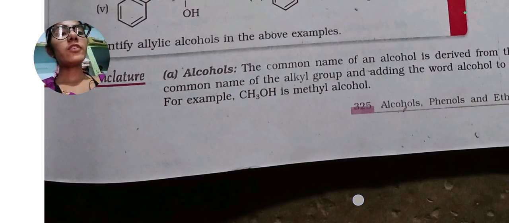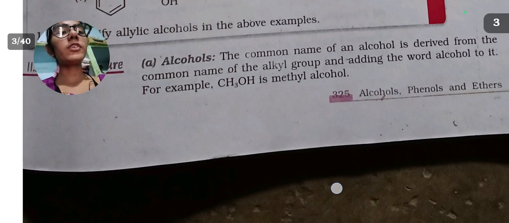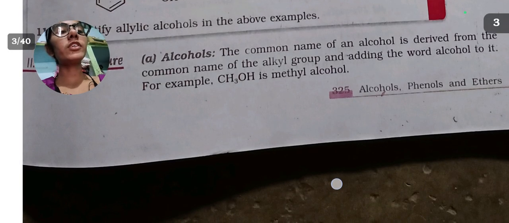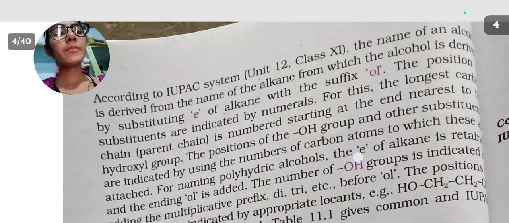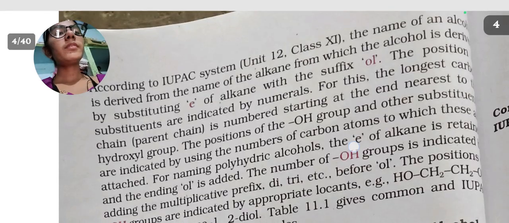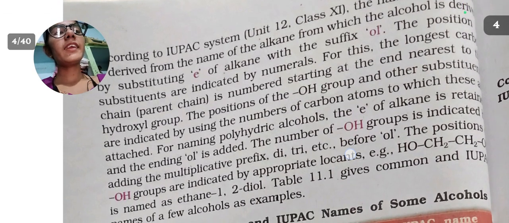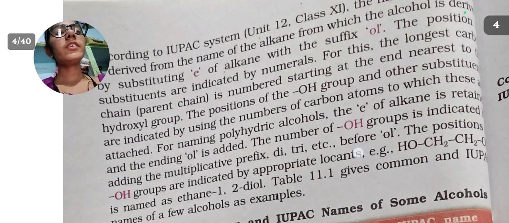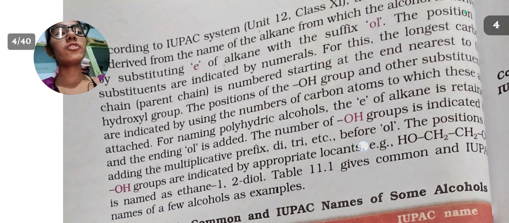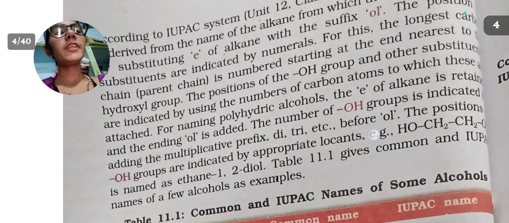Nomenclature of alcohols. The common name of an alcohol is derived from the common name of the alkyl group by adding the word alcohol to it. For example, CH3OH is methyl alcohol. According to the IUPAC system, the name of an alcohol is derived from the name of the alkane from which the alcohol is derived by substituting the e of alkane with the suffix ol. The positions of the substituents are indicated by numerals.